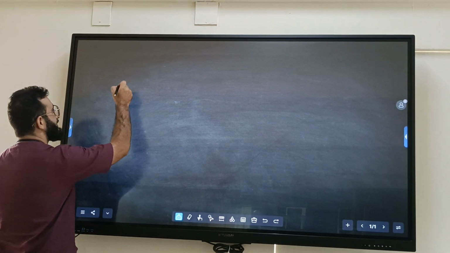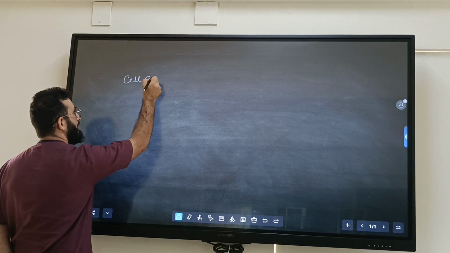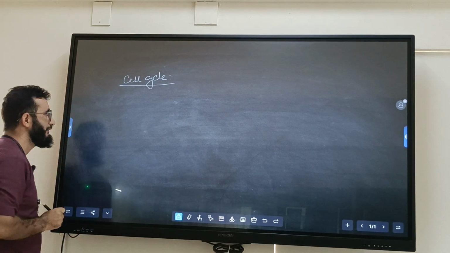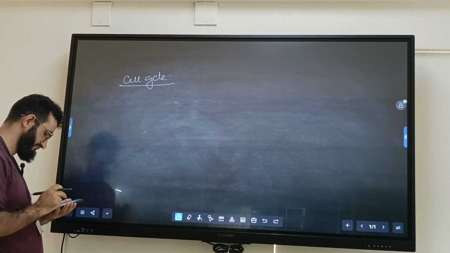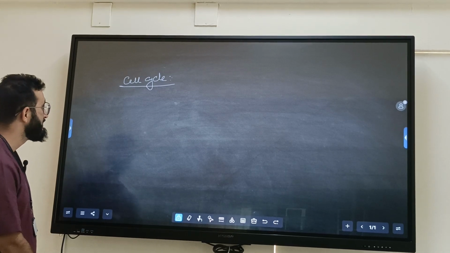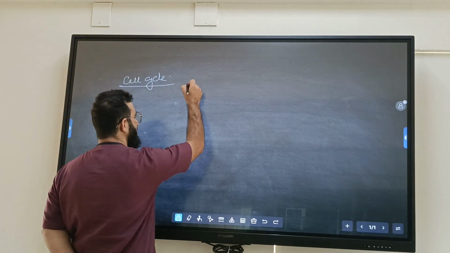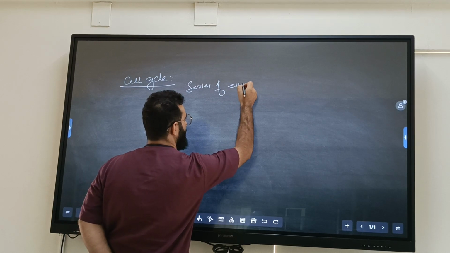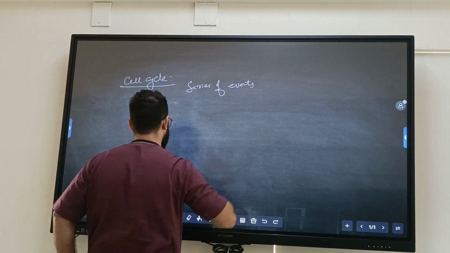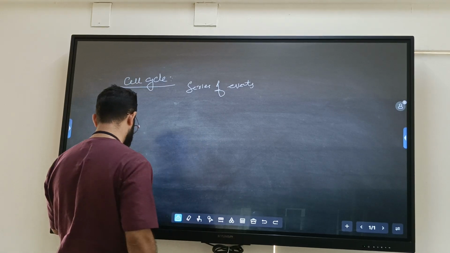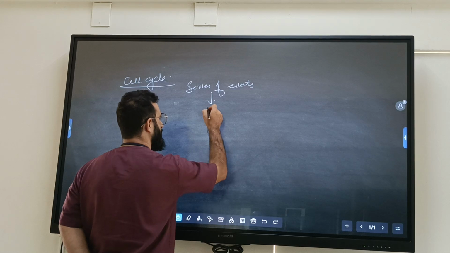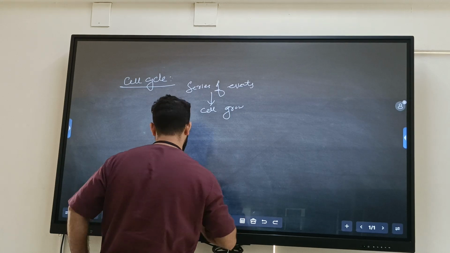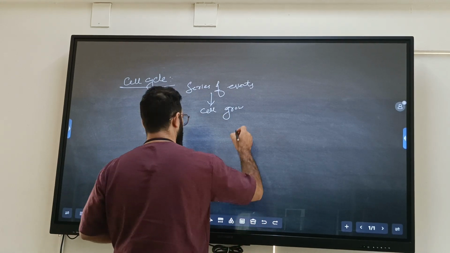Now we will look at the cell cycle. See, what is the cell cycle actually? The cell cycle is a series of events in which a cell grows and divides.